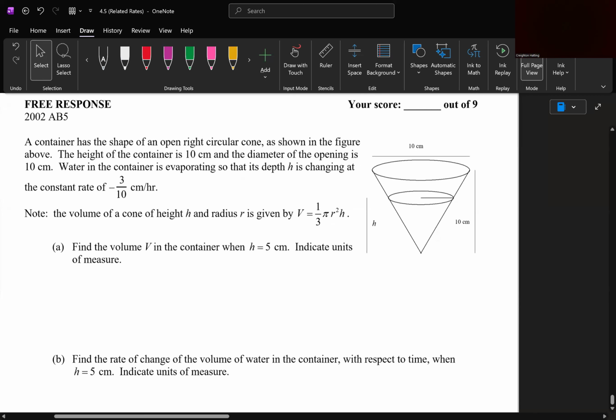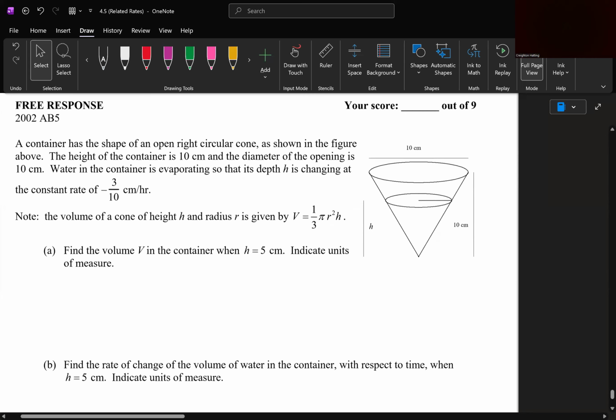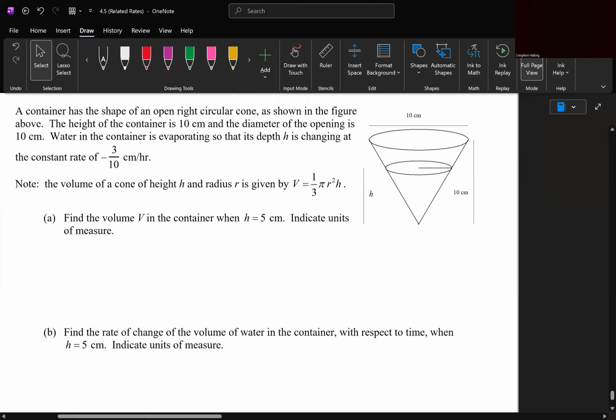I'm gonna try and zoom in as much as I can. I'm not gonna read it because you should have just read it. So part A, we need to do part A. All right, so find the volume V in the container when H equals 5 centimeters, indicate units of measure. They even give you a reminder to include your unit label, so don't forget it.